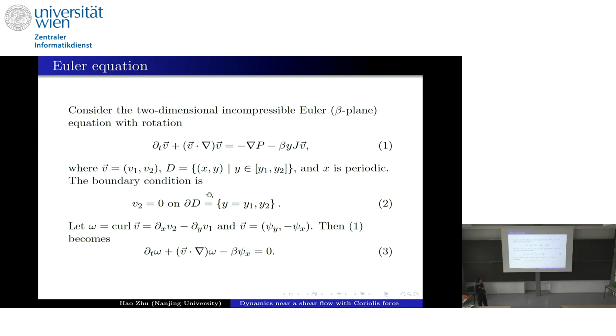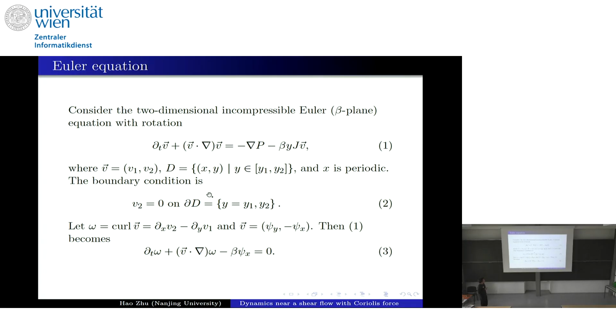So this is the two-dimensional velocity, and this is the pressure. Beta is a real number, and here G is the standard 2x2 symplectic matrix. So the region is a channel. In the x direction it is periodic, and in the y direction there are two fixed boundaries. On the fixed boundary, the condition is given by the second component vanishing.